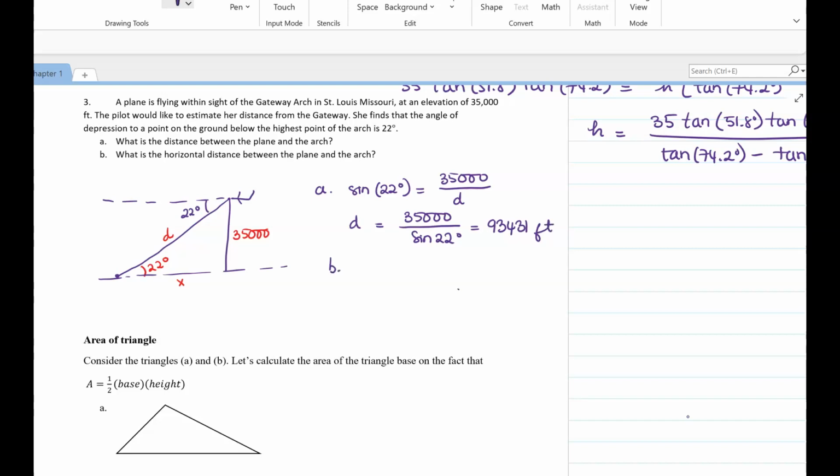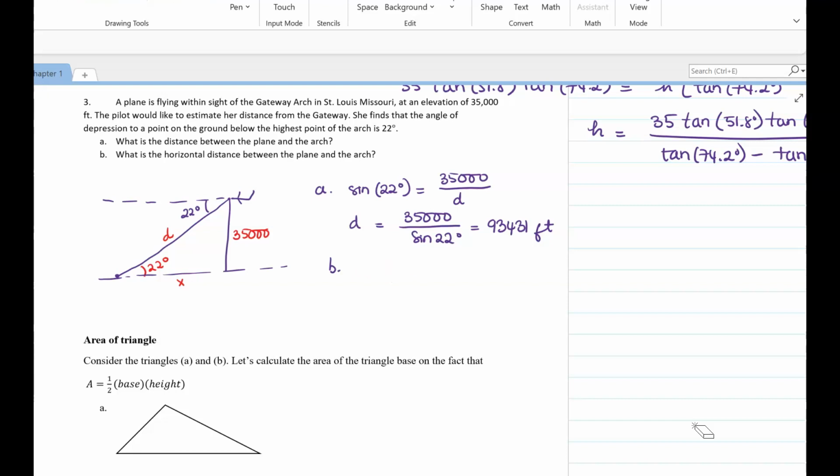In part B, I want to solve for x. So cosine of 22 degrees is equal to 35,000. Oops. Should I use cosine of 22 degrees? I probably don't want to do that, because if I use cosine of 22 degrees here, then it will involve the answer that I got from part A, where D is the hypotenuse. Now if I calculate the hypotenuse wrong, then I will get the answer for part B wrong as well. So rule of thumb, we do not want to use what we just calculated if we can help it.